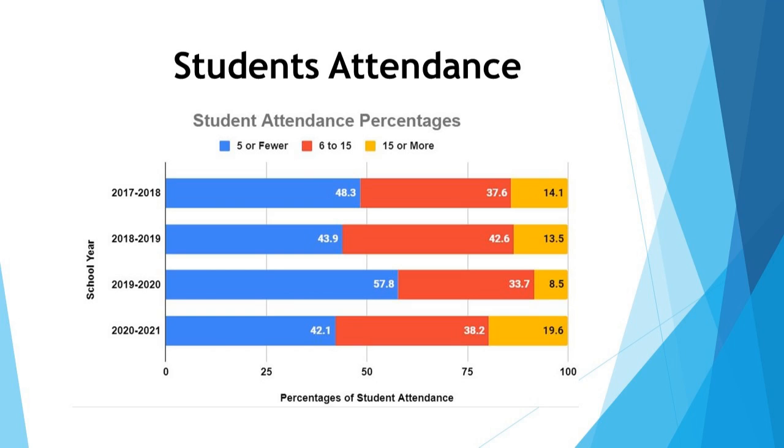This trend continues into the 2020-21 school year with increases in 15 or more absences at almost double the average percentage from the year before at 19.6%. This is a key area to work on strategies to help reverse this negative trend.